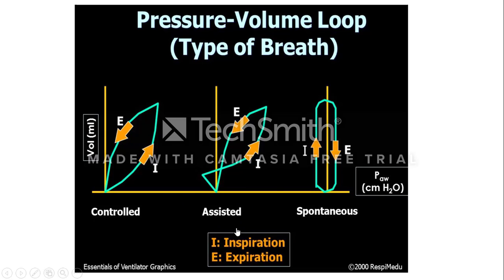In this model, we can see that there has been a negative deflection prior to inspiration, which is positive pressure. So this would be what mode? Yes, assist control, where the patient assisted the breath and then the ventilator responded by delivering either the set pressure or tidal volume and then cycled into exhalation.